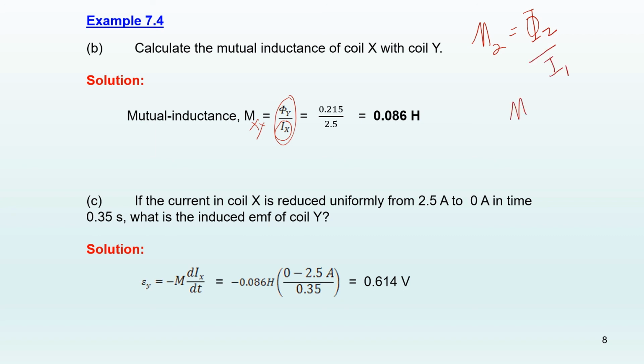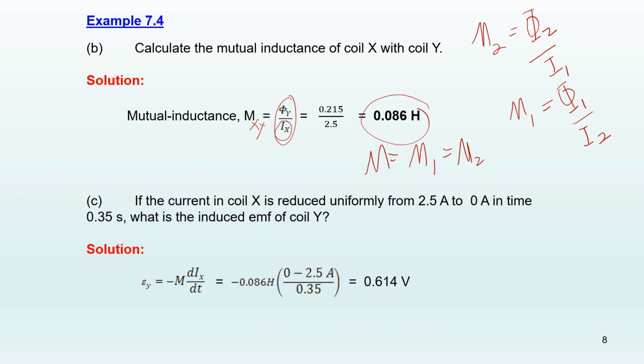Ataupun kalau nak terbalik, mutual inductance ni dia punya value dia mesti sama. M1 mesti sama dengan M2. Value dia sama. So kalau nak ambil M1, dia jadi flux 1 over I2. Value M1 dengan M2 ni mesti sama. So kita ambil yang atas ni. So dekat 2 tu 0.215 over 2.5. So dia dapat 0.086 Henry.